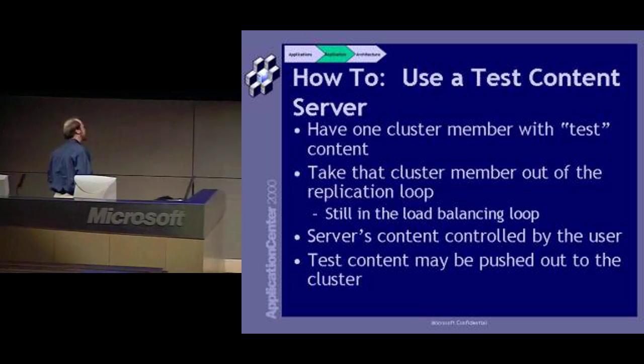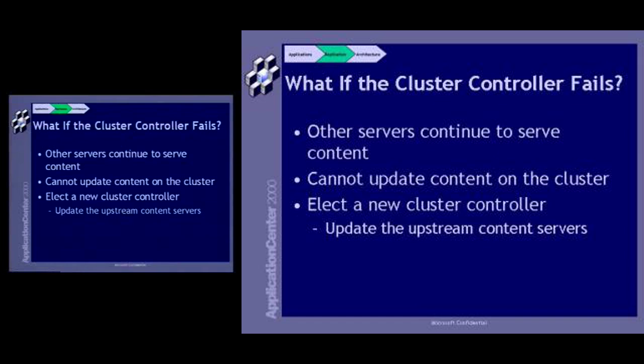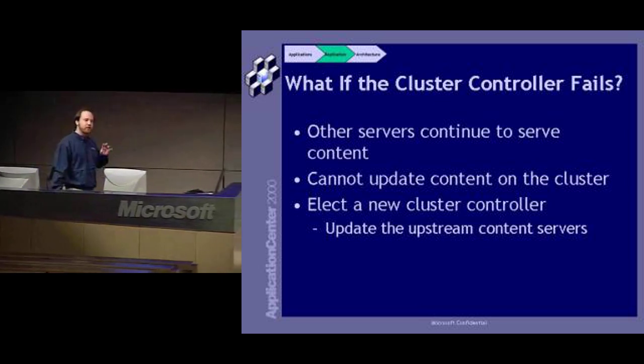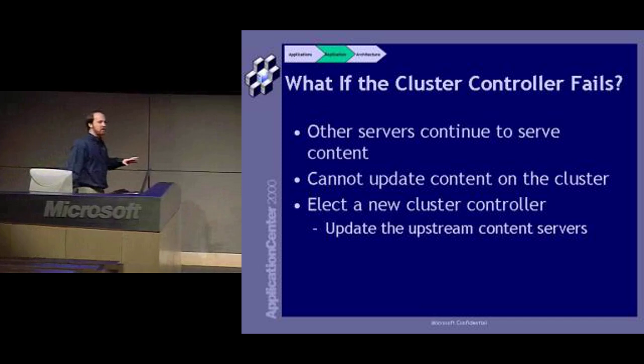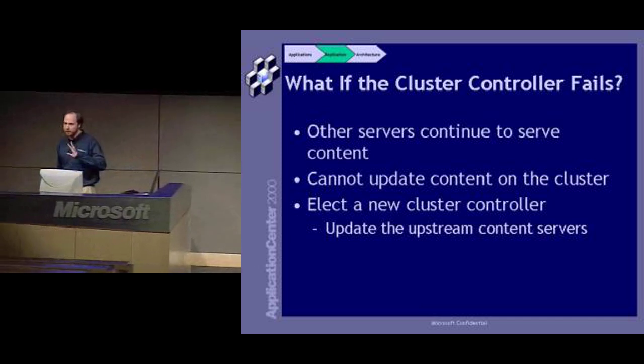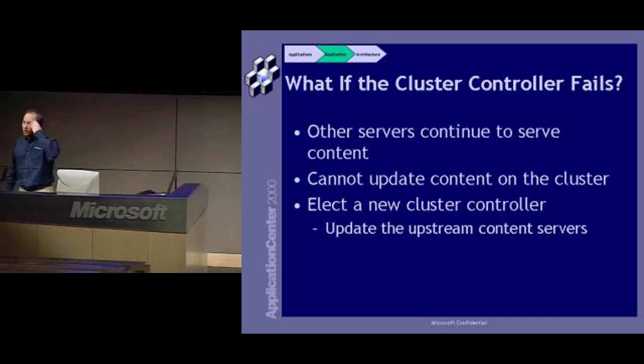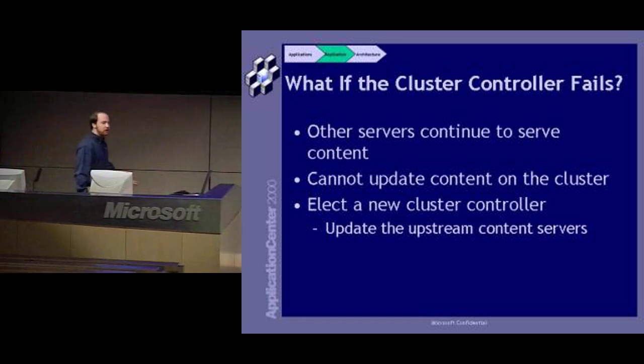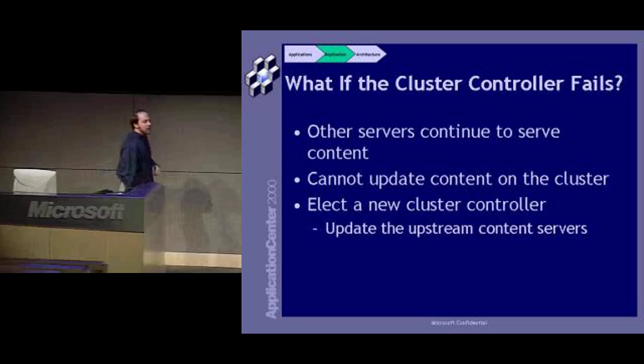Now, another big question people always have is, that cluster controller sounds like a single point of failure. What's going to happen? Well, if that cluster controller falls over, the most important thing to remember is that your website's still up. Depending on how the cluster controller fell over, all the other machines, for certain, will be serving web content. So you're not going to have an outage. That's the most important thing. Now, you won't be able to update content on the cluster because the cluster controller's down. But everybody will be serving content.